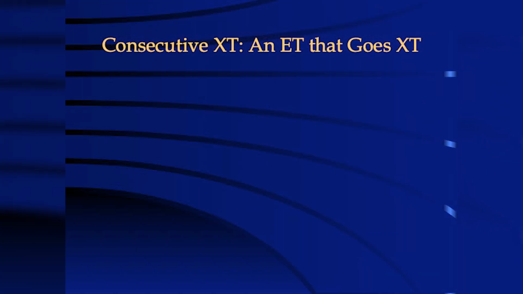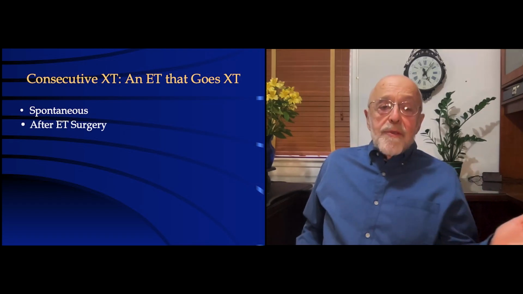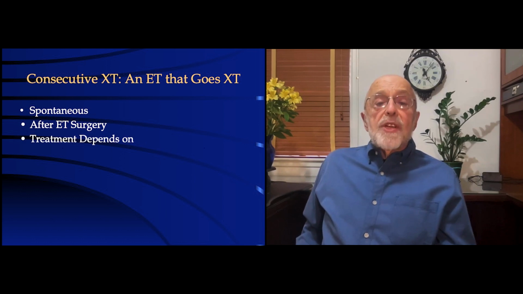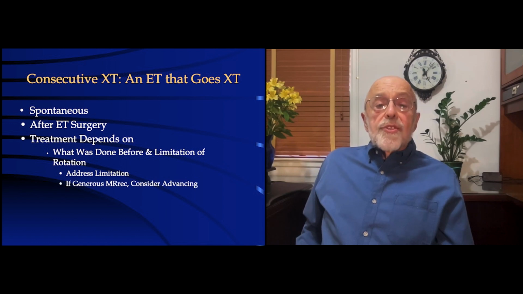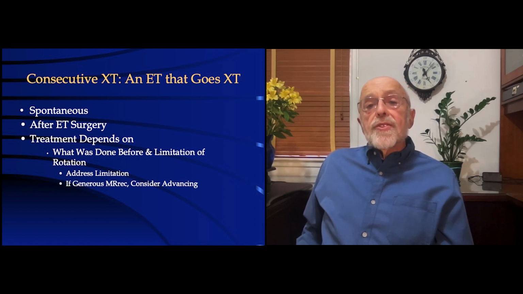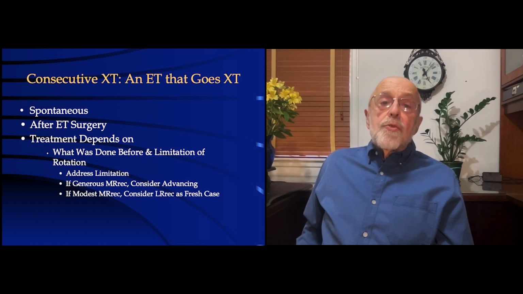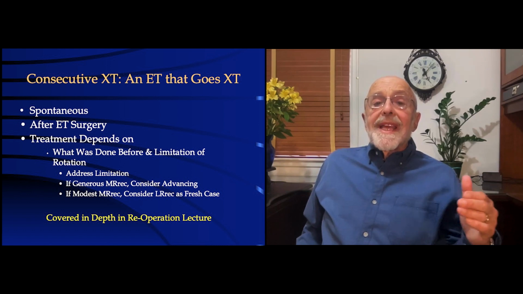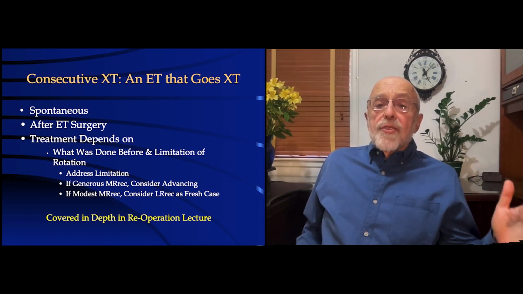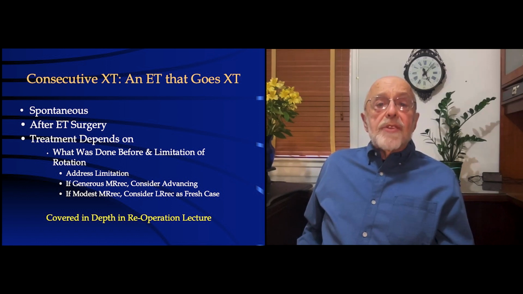Consecutive exotropia, that's by definition, an esotropia that goes exotropic, and it can be spontaneous or after esotropia surgery. And the treatment depends on what was done before. If they've had prior surgery, you want to pay attention to whether there is a limitation of rotation now, and you must address the limitation. If generous medial rectus recessions had been done, you may consider advancing them. If they were modest, you could consider operating the unoperated muscles. And I will say there will be a lot more in-depth discussion of this reoperation strategy in a separate lecture in this series on reoperations.